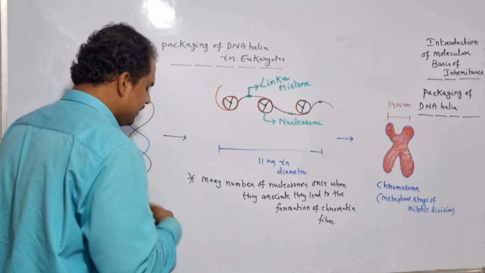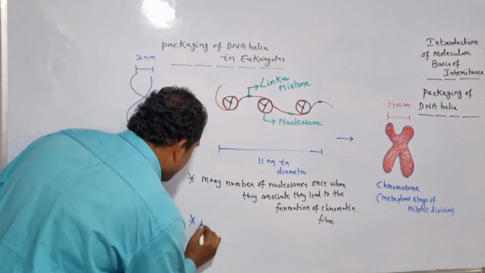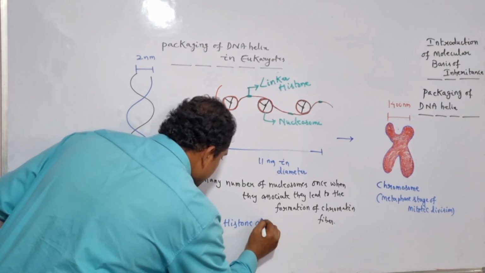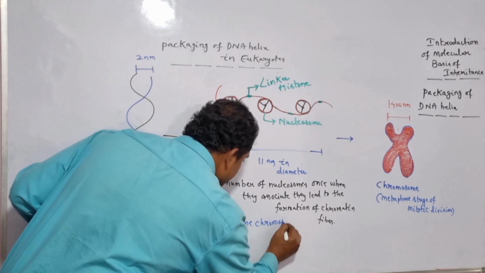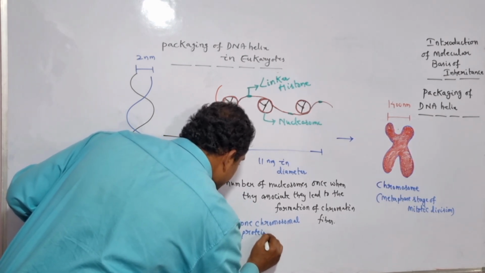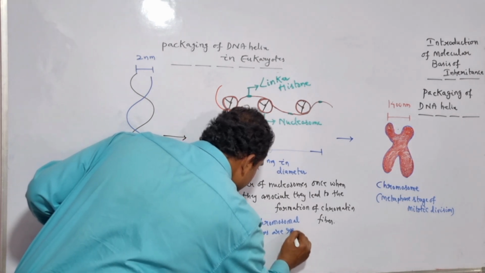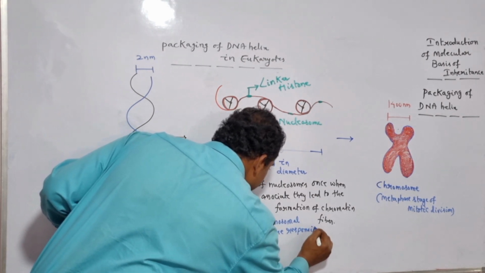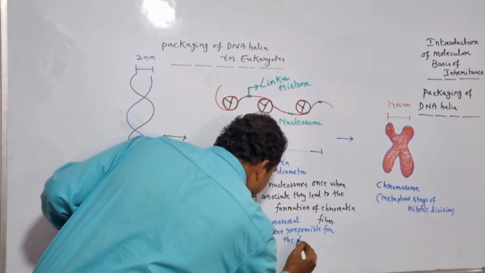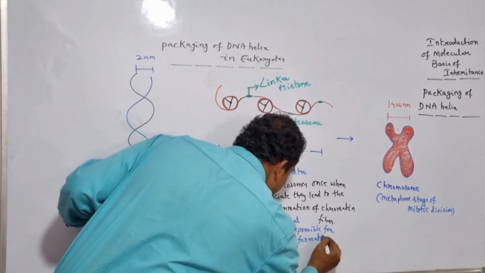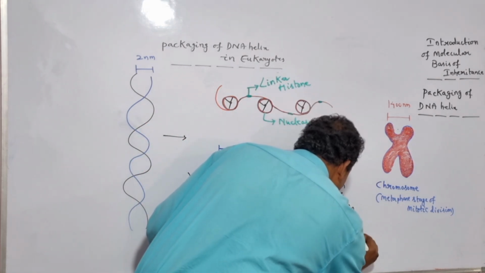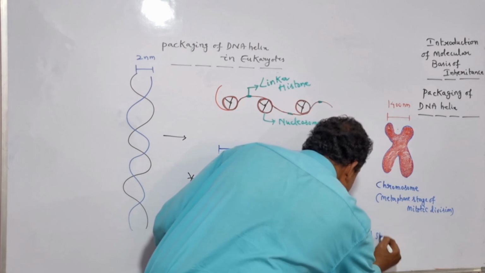So let me write it here. Non-histone chromosomal proteins are responsible for the formation of condensed structure which is nothing but chromosome.